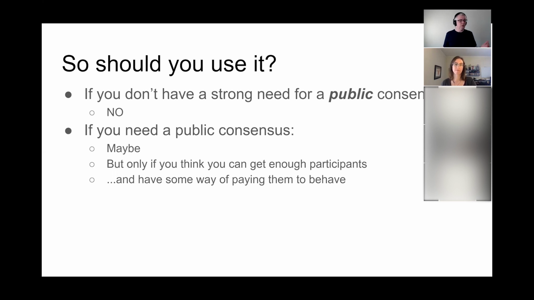But if you really think you need a public consensus, and you think you can get enough participants, and you have a mechanism of paying them to behave correctly so that the incentives are all aligned, then yeah, sure, you should use a public consensus on your blockchain.